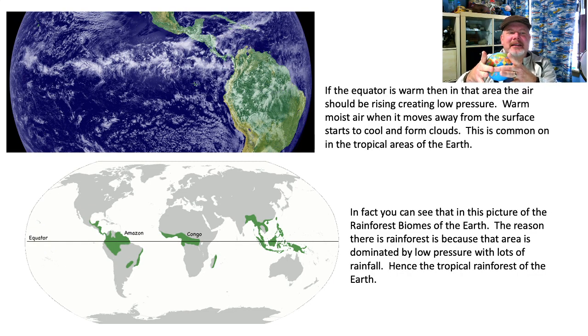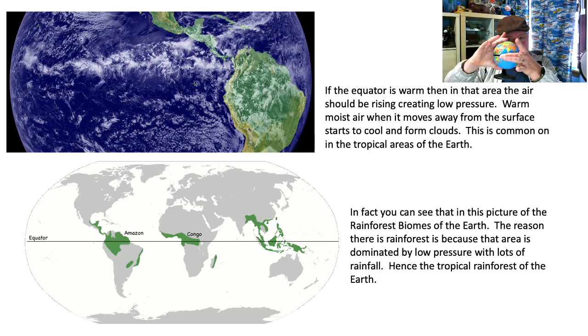ITCZ, the Intertropical Convergence Zone. And what that means is that that is the area that's dominated by the lows. It should generally be above the equator.